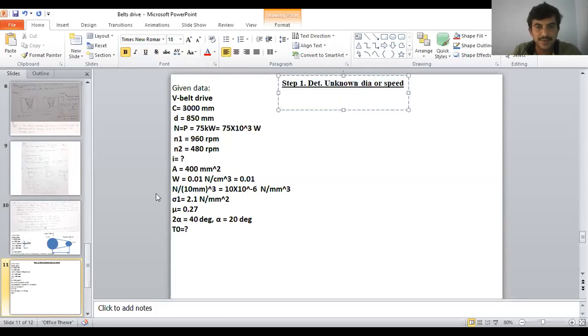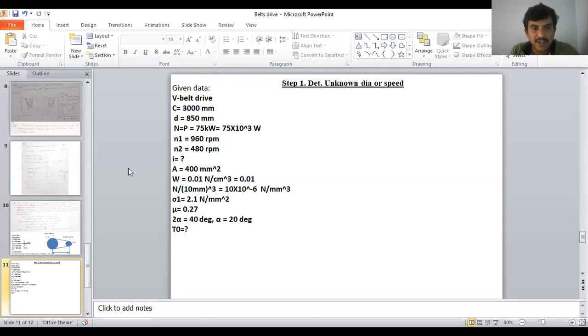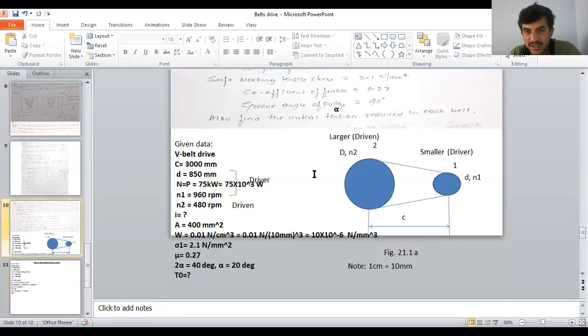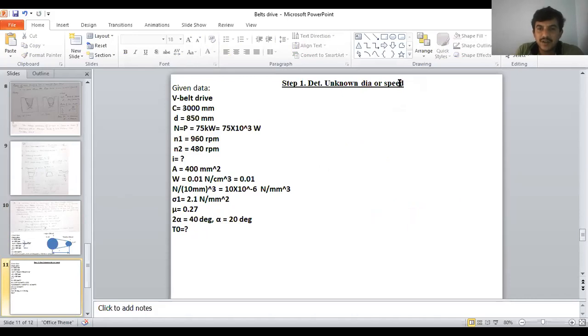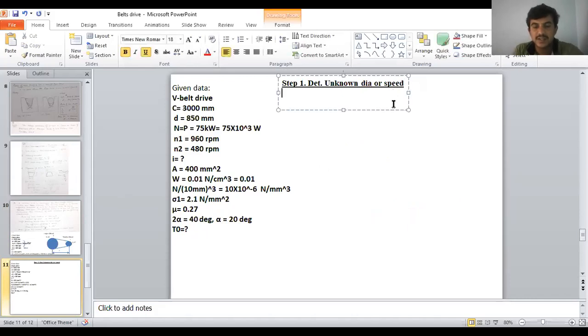As we may answer, see that small d is given, n1 and n2 are given, but which is unknown here? The capital D is unknown, right? Small d is given, n1 n2 is given, then capital D is unknown. How do you calculate? Again, go for the formula. What is the formula? We know that the linear velocity of the belt is equal to what?